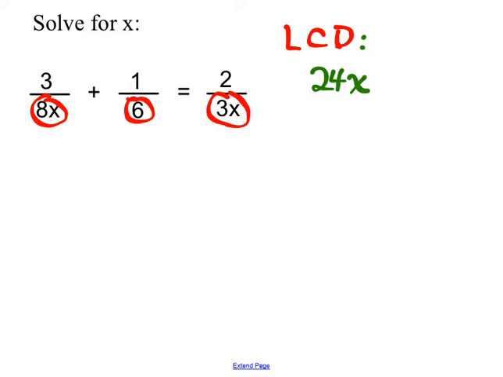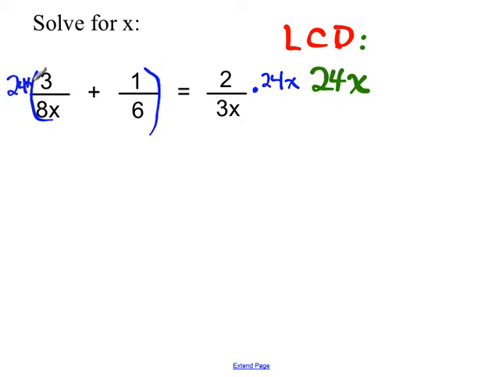Now, what we're going to do with that, I'm just going to erase the red circles, is multiply each and every term by that 24x. We're allowed to do this because, just like if you're doing a system, as long as you multiply the entire equation throughout, each and every term, by the same term or constant, the equation is still going to be equivalent.